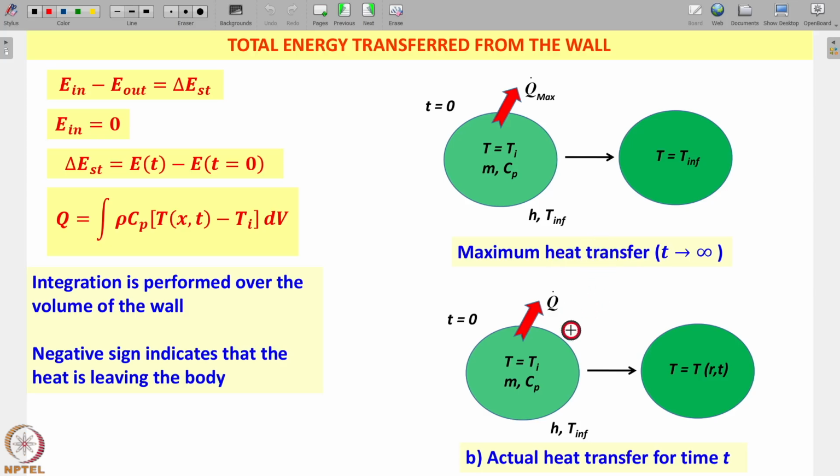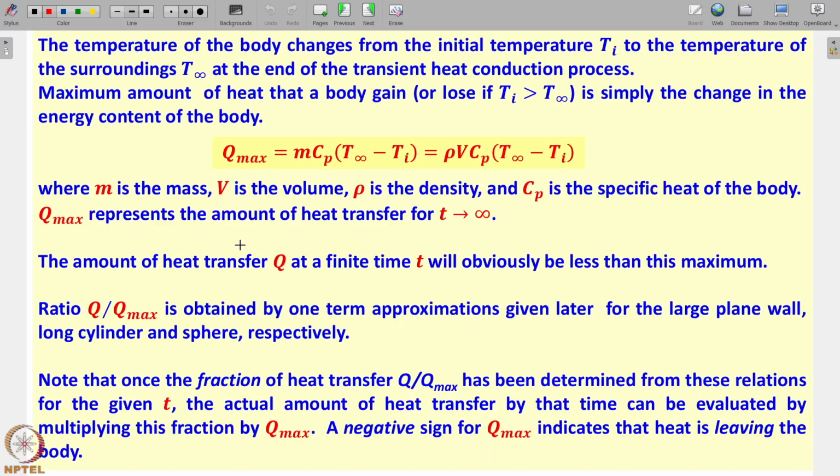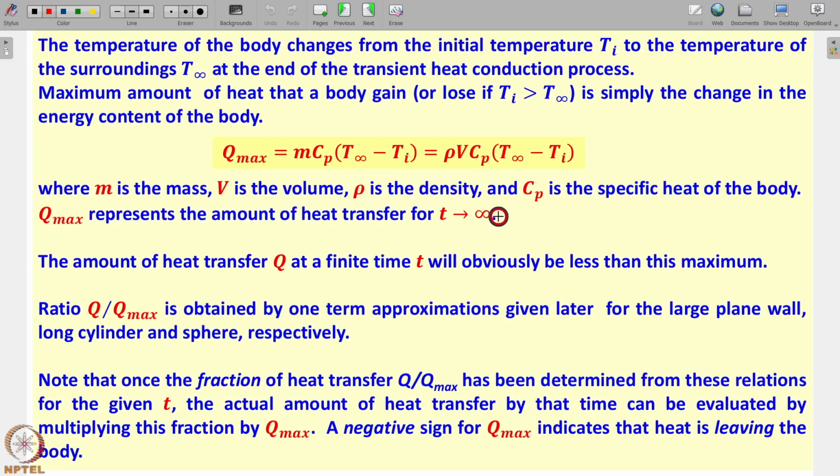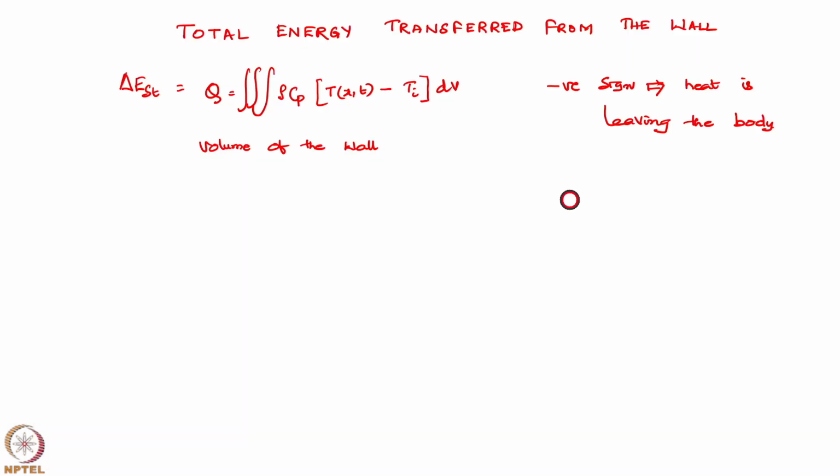But the actual heat transfer is obtained by integrating. So the maximum heat transfer is Q maximum equal to m Cp (T infinity minus Ti), that is, my body has reached T infinity. So Q maximum equal to rho V cp (T infinity minus Ti).